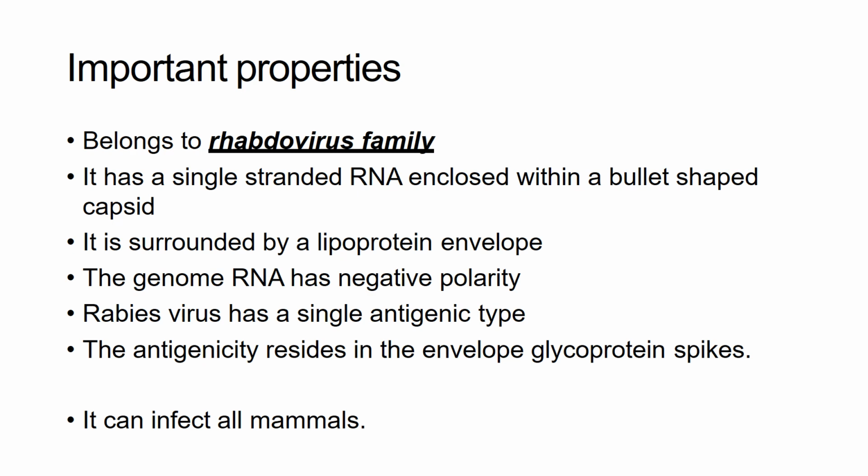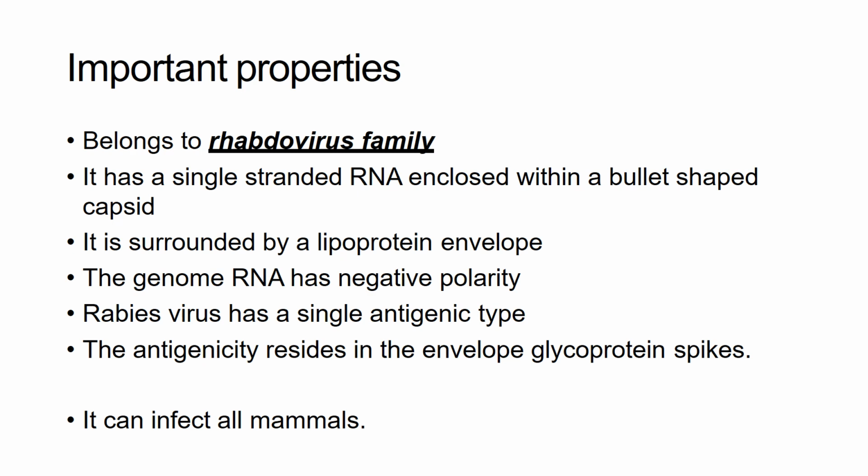It belongs to the Rhabdovirus family. It has a single-stranded RNA enclosed within a bullet-shaped capsid. If you all remember what a capsid is, a capsid is made up of many similar viral proteins known as nucleocapsid or capsomeres, right? So the shape of the capsid determines the symmetry of the virus. So the shape of this virus is bullet-shaped. It is surrounded by a lipoprotein envelope.